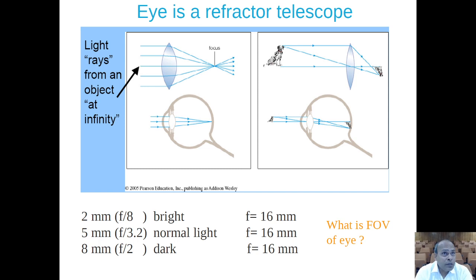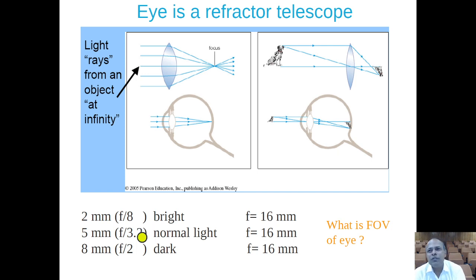The eye is also an optical telescope, and this is a refractor telescope. What you see, light rays are coming from infinity, and they are focusing at the retina over here. So how the image forms is shown over there. There is a very important aspect. The aperture diameter of our eye is 5 millimeter, as you see, for normal light, and the focal length between this lens and the retina is 16 millimeter.